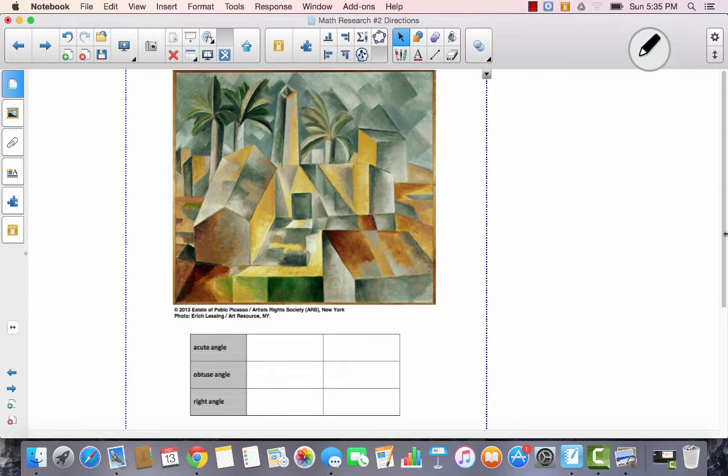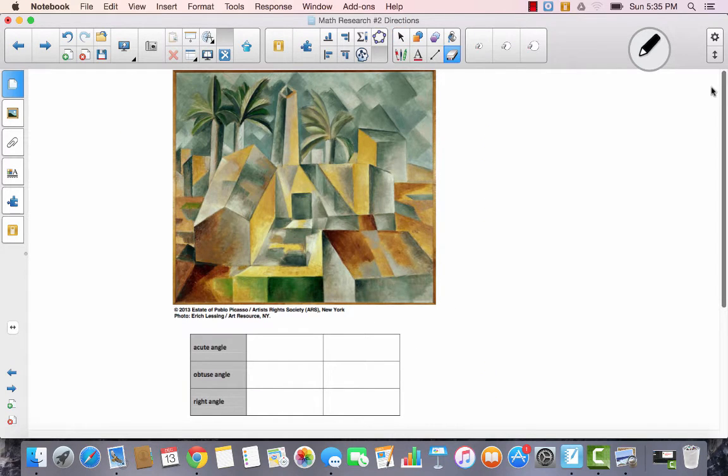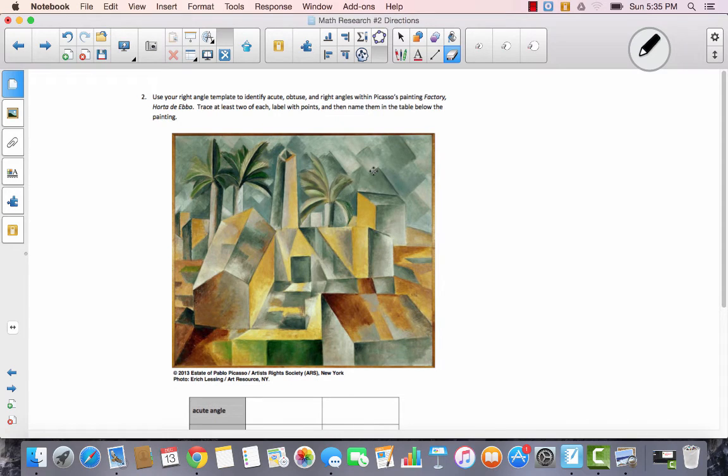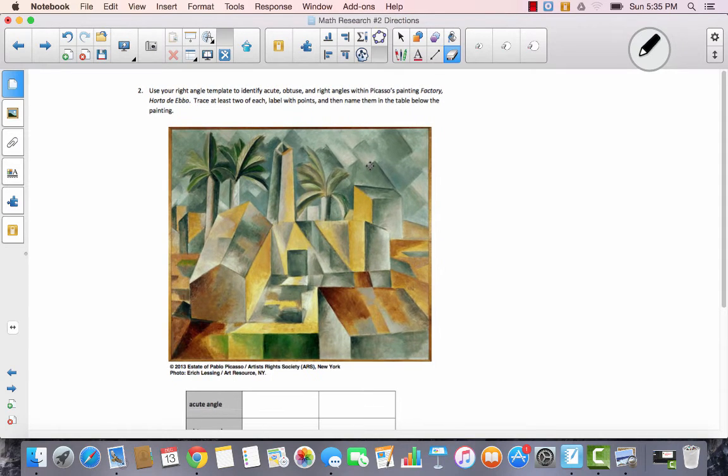All right, now let's take a look at the second page. Now you'll notice that the directions say that we are to take a look at Pablo Picasso's painting here, and we're going to identify at least 2 acute, two obtuse, and two right angles. And then we're going to label them with points and name them in the table below the painting.